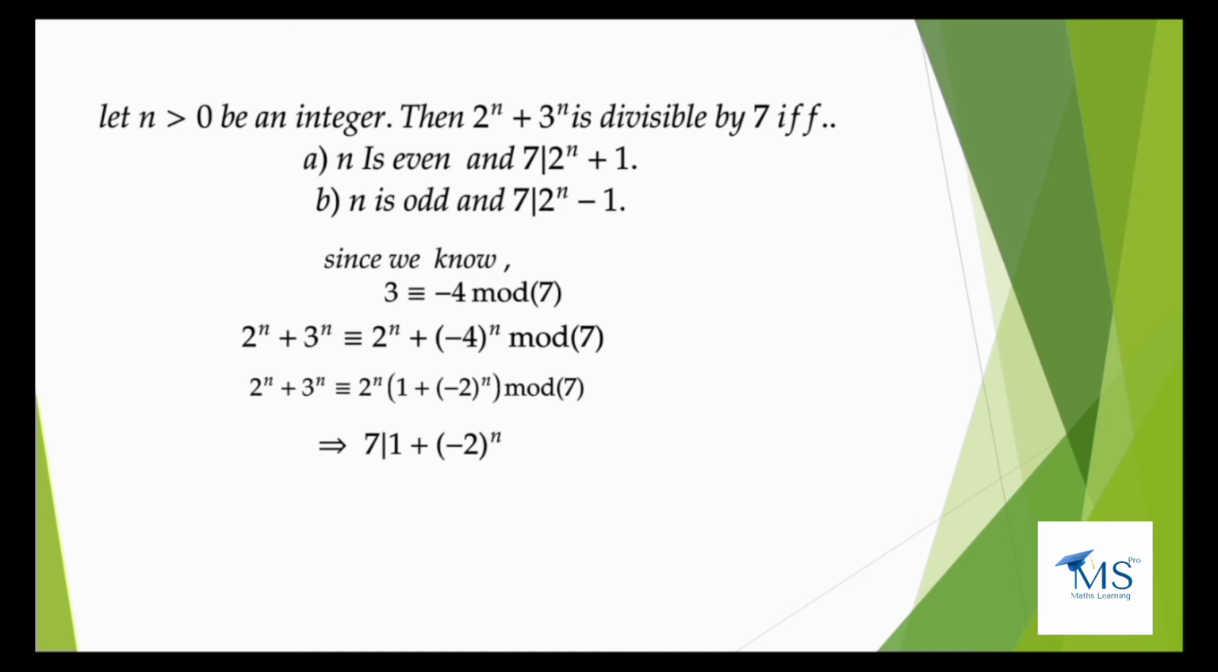And here there can be two cases. If n is even, then we can simply say 7 divides 1 plus 2 raised to the power n, and if n is odd, then we can simply say 7 divides minus of 2 raised to the power n minus 1. So this simply completes the proof of this proposition.